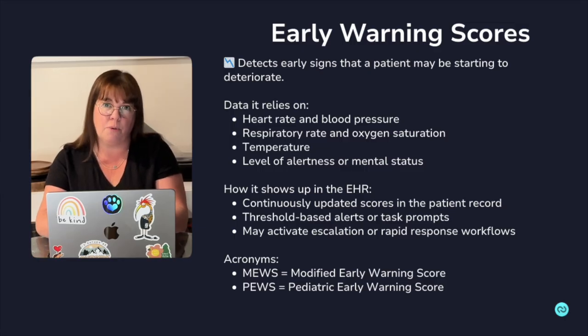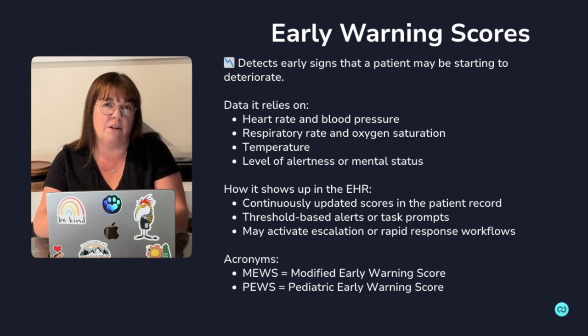If a patient's early warning score increases or reaches a specific threshold, the system can prompt specific actions like closer monitoring, contacting a provider, or activating a rapid response team. Some organizations also choose to integrate these early warning scores into nursing and provider communication systems to help ensure a timely response to the emerging risk.